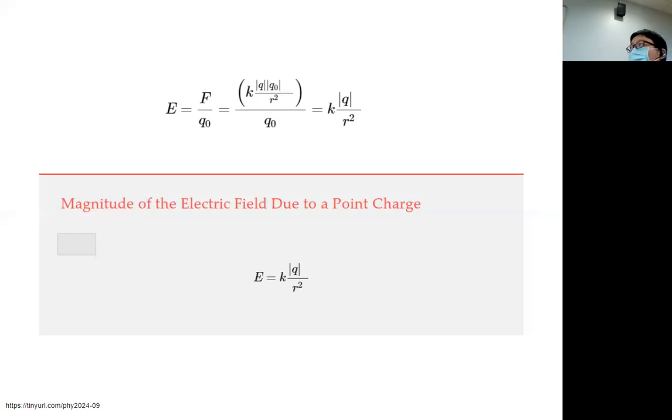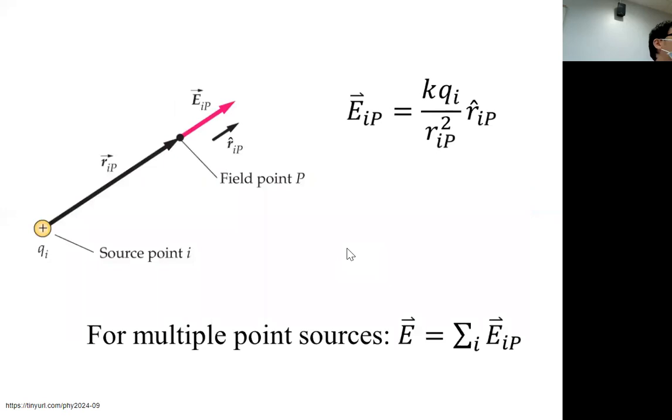This should also apply for a spherical charge distribution, for the electric field outside of a spherical charge distribution, due to the symmetry. For the direction, if it's a positive charge, then it's pointing away from it. The direction can be indicated by this unit vector, from the source to the point of interest. This is the source, this is the point of interest, so it's pointing away from there.